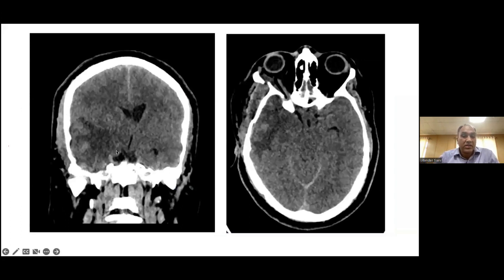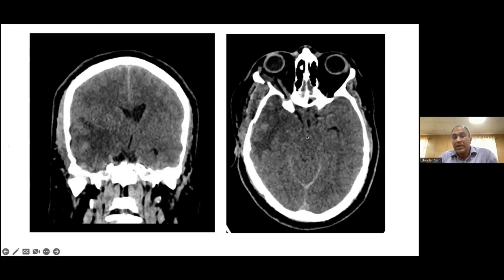In this particular case, you can see this is the uncus on the left side. On the right side, the uncus is herniating here because of the ill-defined lesion present here. There's some amount of midline shift happening. You can see the uncal herniation. The peduncular cistern spaces are totally effaced. Normally, you'll see the perimesencephalic cistern and the peduncular cistern here. They are totally effaced. And also you can see that even the suprasellar cistern space is effaced.